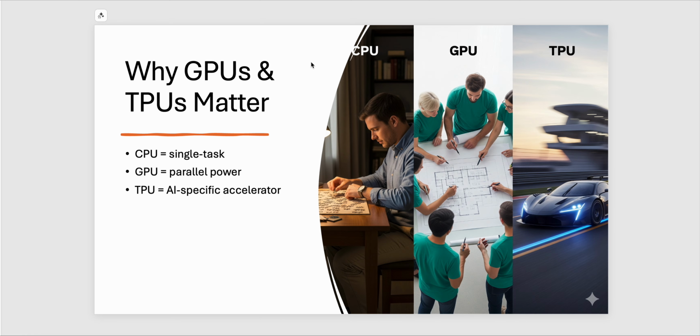So, what about TPUs? TPUs are special chips built by Google just for AI. If GPUs are like fast cars, TPUs are like race cars. They are designed only for the AI track. They make training even faster and more efficient.